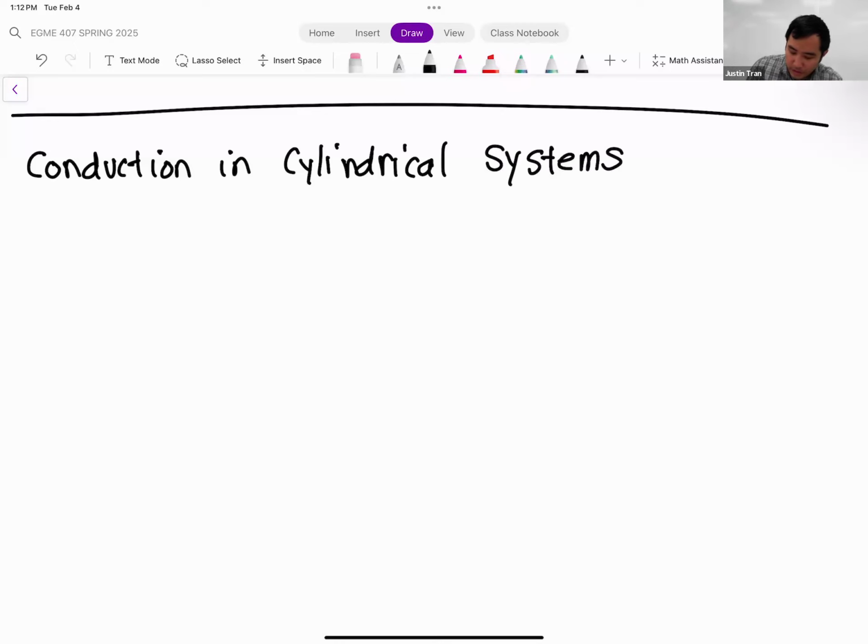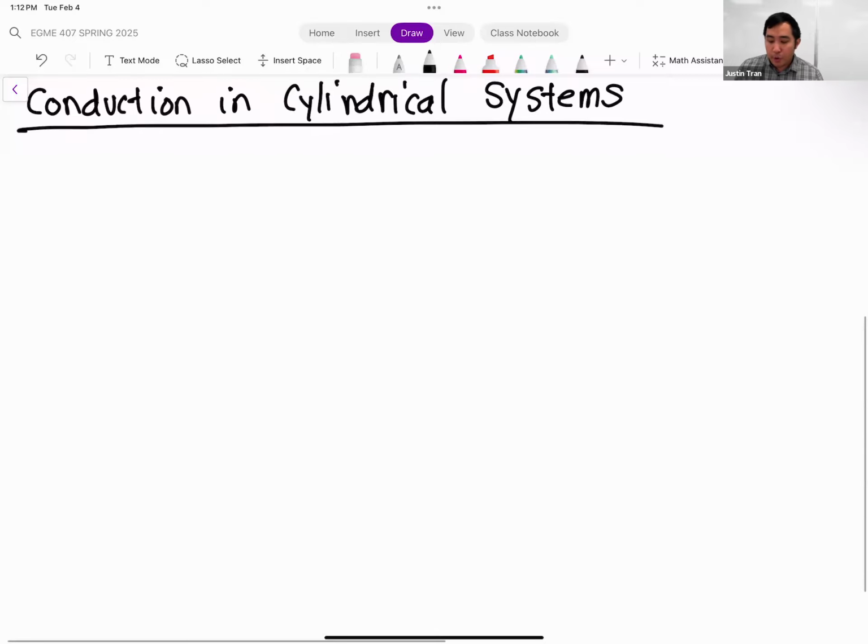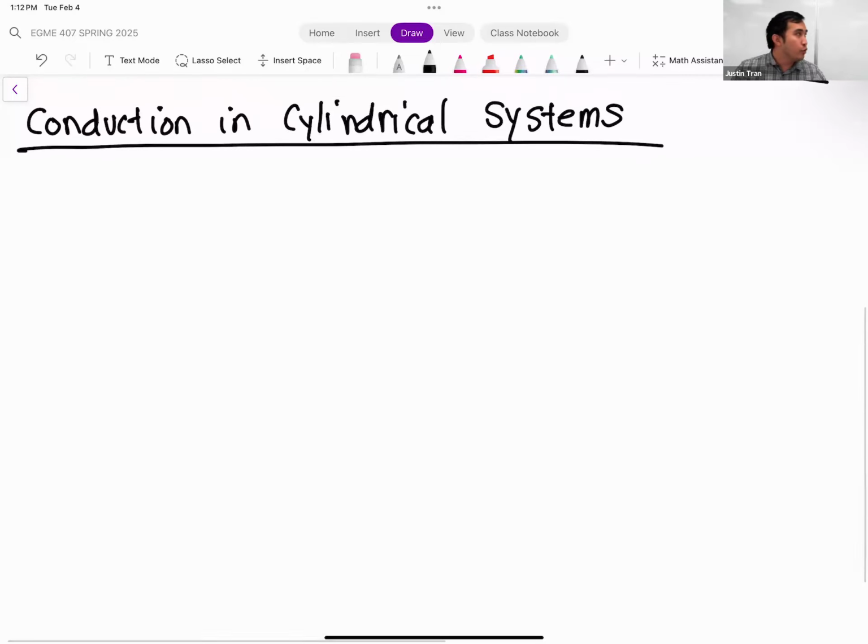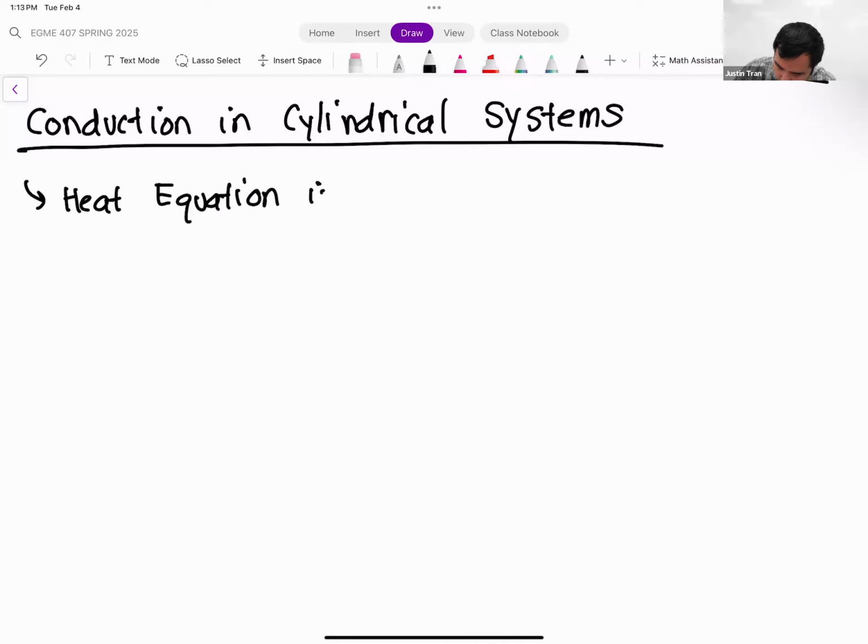All the stuff we're going to go over this week is on cylindrical systems, and I'm hoping by Thursday we can get to spherical systems. Those are going to be the topics for homework 2, which I'm working on right now. So we're talking about heat conduction in cylindrical systems. Let's start with the heat equation, and we're going to look at it in cylindrical coordinates.